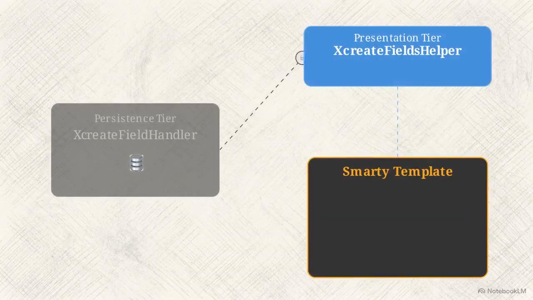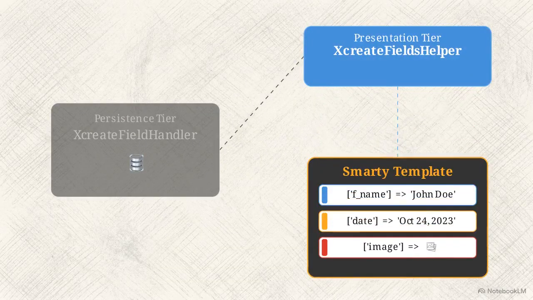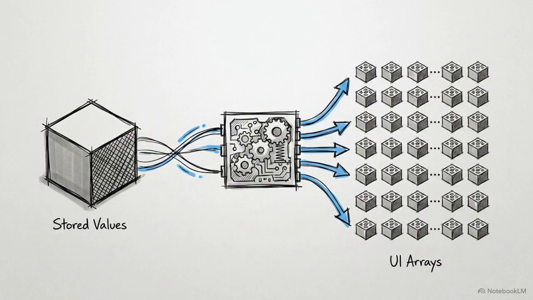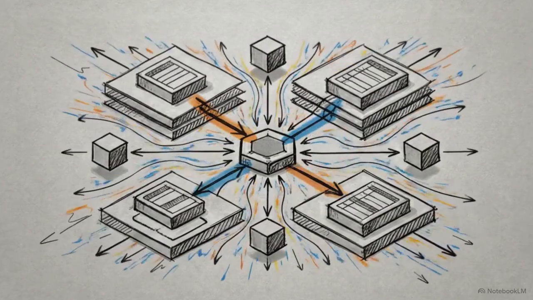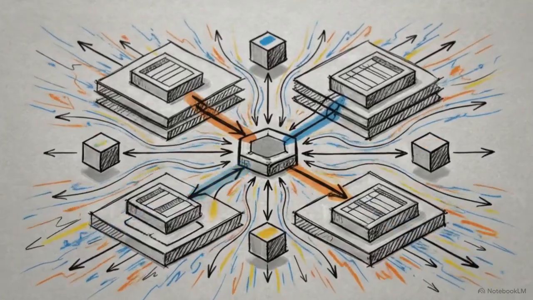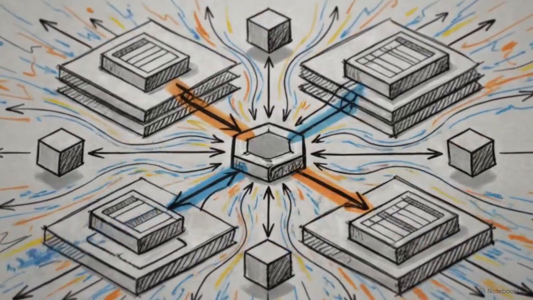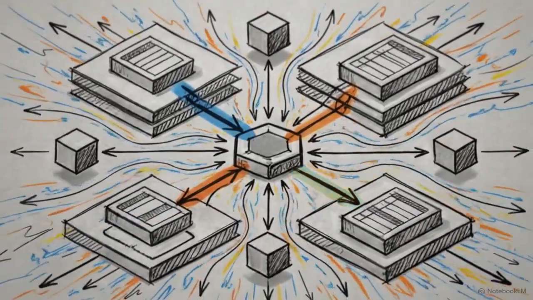On the right, we see the presentation side acting as a dedicated adapter. The xCreate fields helper ingests those raw stored values and maps them into shape-consistent arrays, specifically structured for the Smarty templating engine. Decoupling the database definition from the UI display prevents the developer from having to rewrite controller logic for every new front-end layout. By tightly decoupling data persistence from presentation, the architecture guarantees the codebase will not collapse under the weight of unique per-category view requirements.